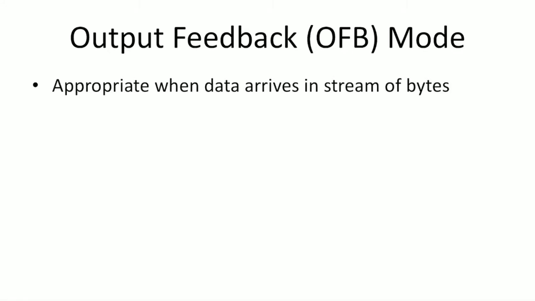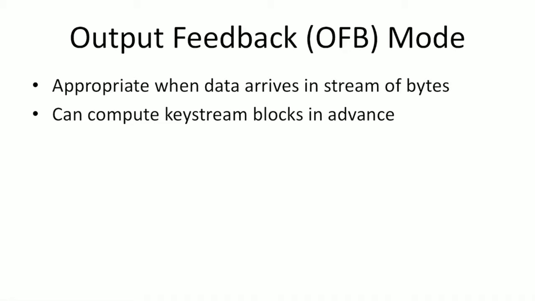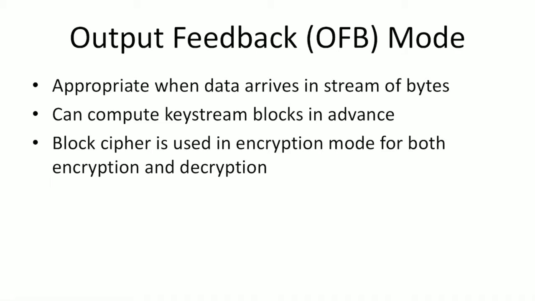So when to use OFB mode? Well, it is appropriate when data arrives in a stream of bytes. So the key stream generation steps can be computed in advance before the plaintext or ciphertext arrives, which can save some time. One difference from the previous mode is that the block cipher is used in encryption mode for both encryption and decryption, since it is only used to generate key stream blocks.